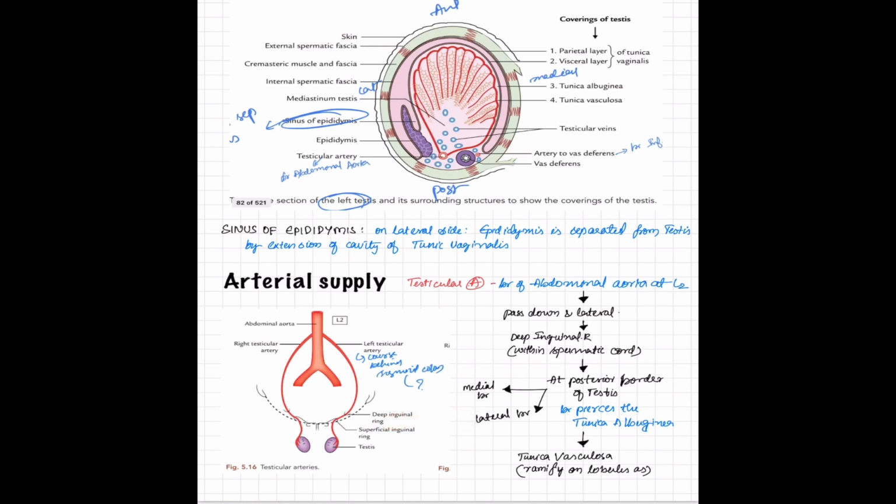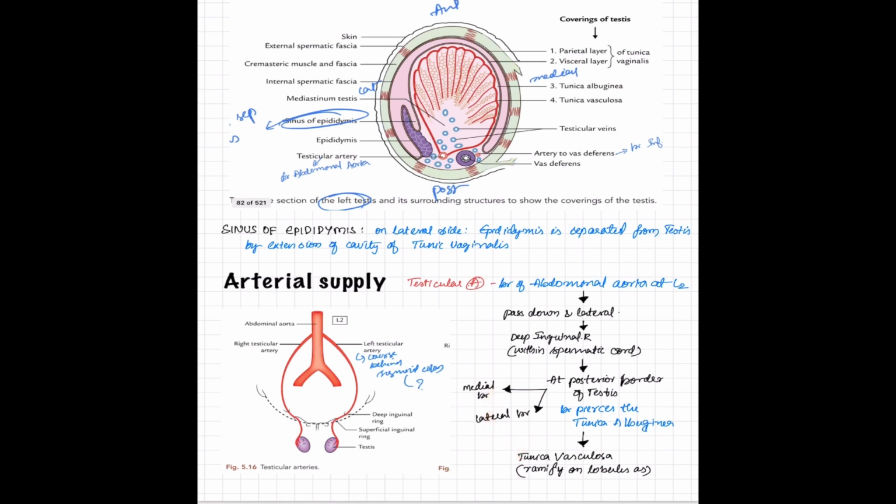With the spermatic cord, the testicular artery is also going, and it will reach the posterior border of the testes. Here it will divide into two branches, lateral and medial, by piercing the tunica albuginea.